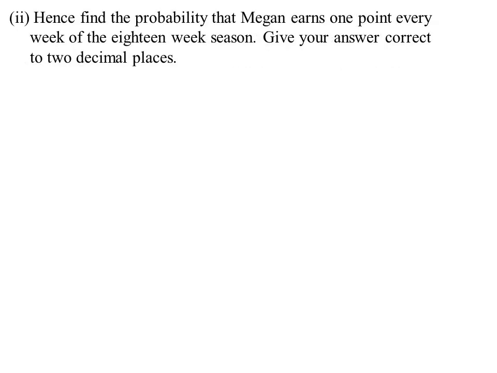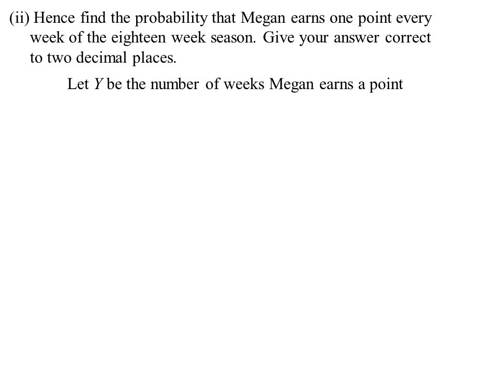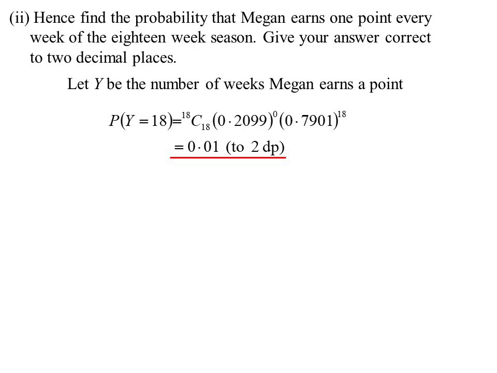Well, hence find the probability that Megan earns 1 point every week of the 18-week season. So this is something new we're interested in. So I'll introduce a new random variable, Y. What I'm interested in looking at here is the number of weeks in which she earns a point. And we just calculated the probability of that. So we want Y equals 18. 1 point every week. 18C18, but the probability we're now using is the one we just worked out, because that's the probability that she earns a point. So 0.7901 to the power of 18, and the other one obviously to the power of 0. We get 0.01 to 2 decimal places.